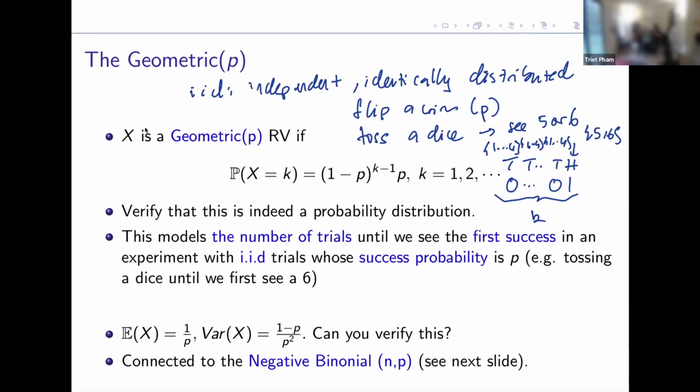And so understanding that, it should not be a surprise to see that the support, the values that it can take, has to start with 1 and keep on going. Because you need to have at least one trial to see one success. And it may or may not be surprising, but there's no upper bound on how long you have to wait until you see the first success.